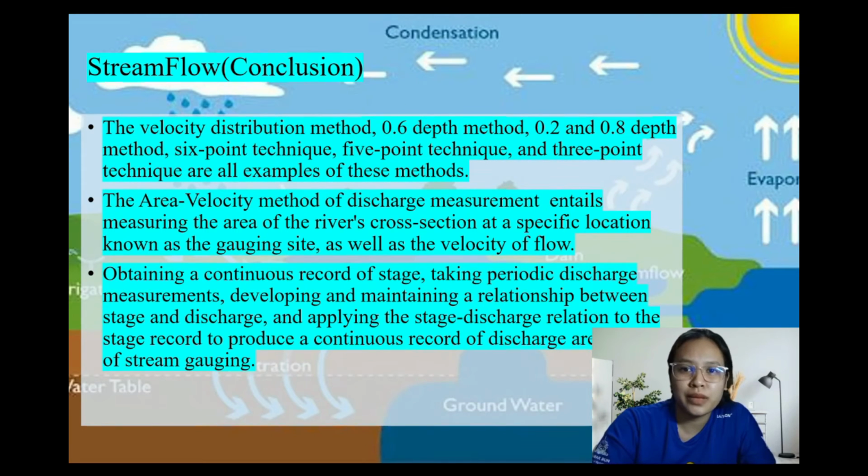The velocity distribution method, 0.6 depth method, 0.2 and 0.8 depth method, 6-point, 5-point, and 3-point techniques are all examples of these methods. The velocity method of discharge measurement entails measuring the area of the cross-section at a specific location known as the gauging site, as well as the velocity of flow. Obtaining a continuous record of stage, taking periodic discharge measurements, and applying the stage-discharge relation to the stage record to produce a continuous record of discharge are all part of stream gauging.